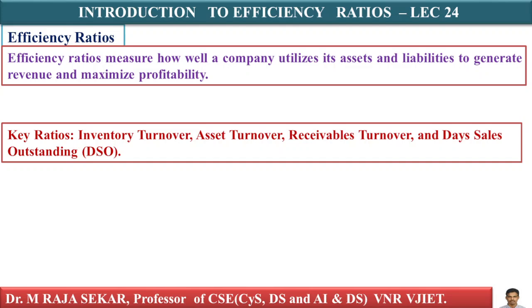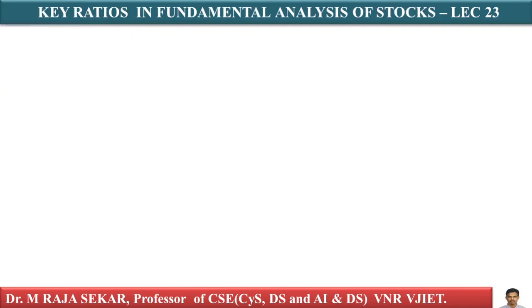Just for the sake of completeness, I kept this particular slide. Just go through. There are different efficiency ratios: inventory turnover, asset turnover, receivable turnover, day sales outstanding. Now, as of now, they are not that relevant. That's why let me proceed further. If required, I will discuss these ratios in future classes.